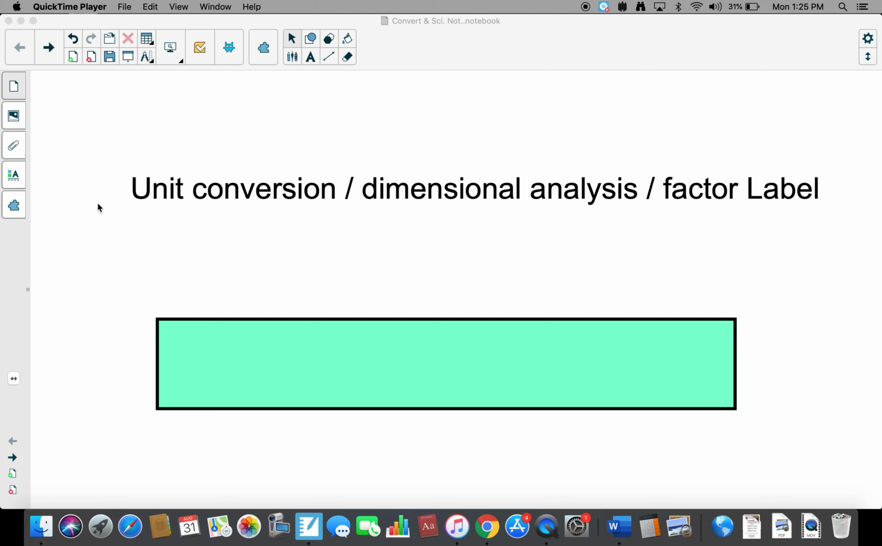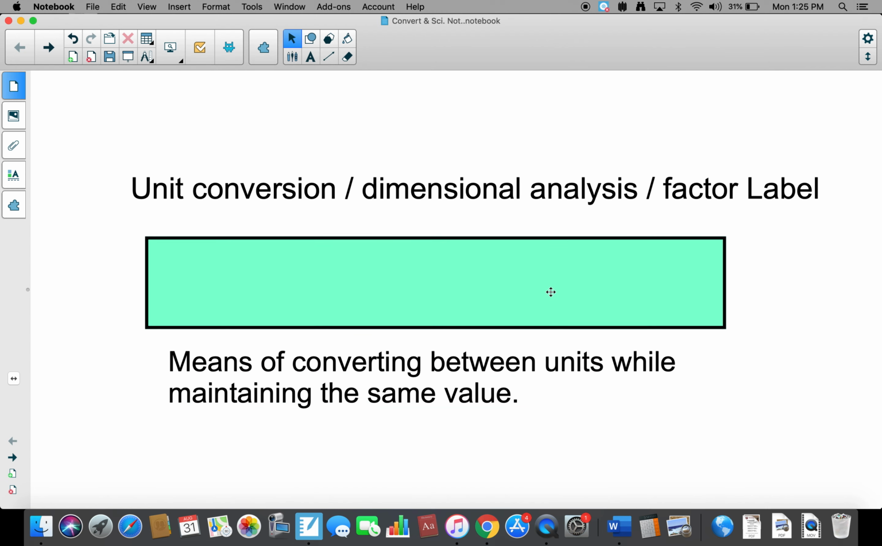To another lesson for chemistry. We're looking at unit conversion, dimensional analysis, factor label. All of those are terms that we can use for this process, and its definition is a means of converting between units while maintaining the same value. So we're just going to convert the unit, but making sure the number remains the same.